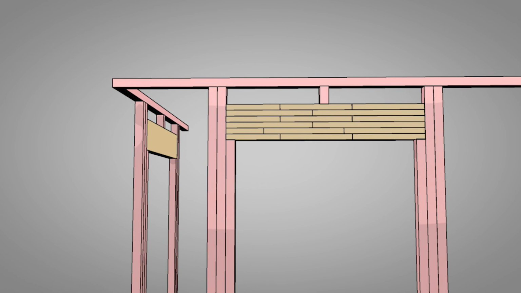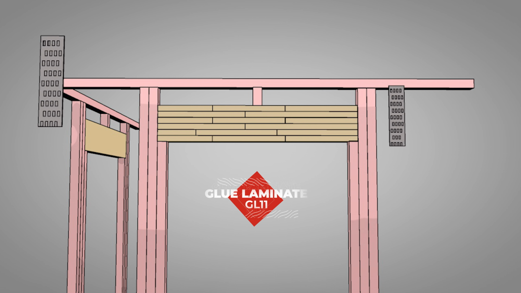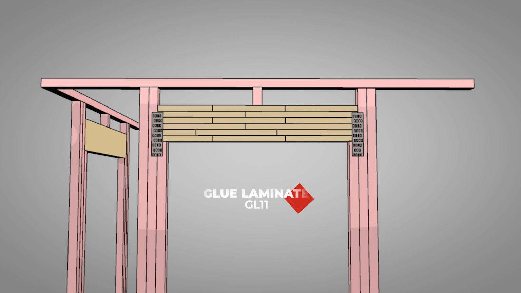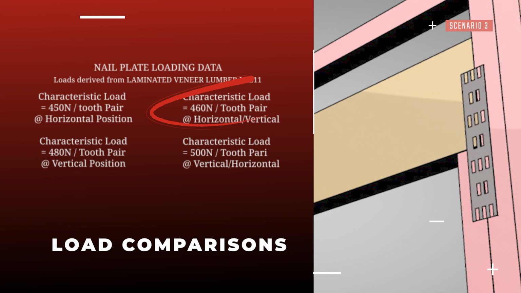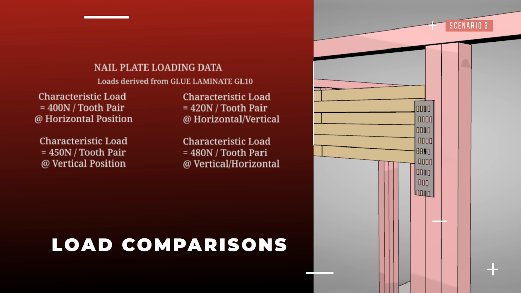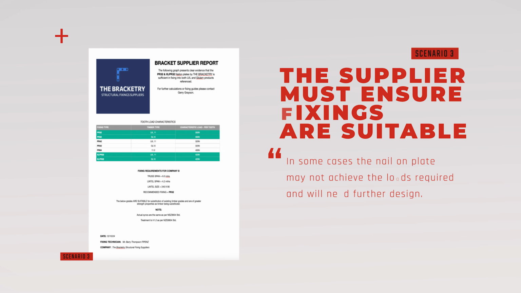a glulam product. The fixing to the supports has been designed using two metal nail-on plate connectors. The loading value of the nail-on plate into the laminated veneer lumber could well be different than that same fixing going into a glulam product. So it's important that the supplier of the glulam product ensures that the fixings applied are adequate for the loads involved. Making sure all of the aspects of the minor variation are dealt with at the same time is really important to ensure a hassle-free process.